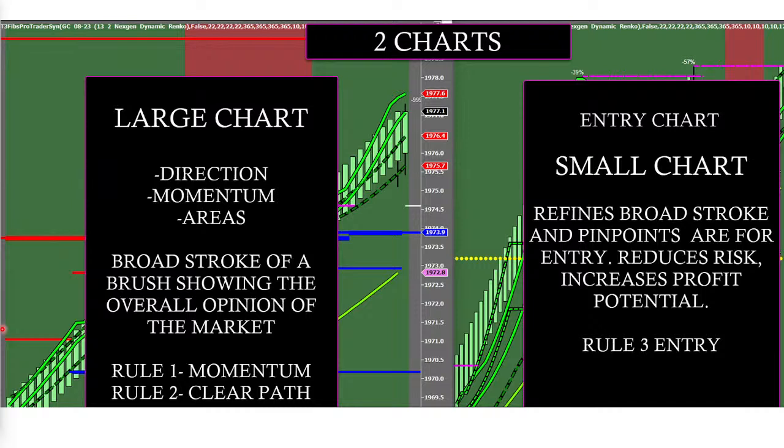Guys, once the rules are met on the large chart, we're going to talk about the entry on the small chart.